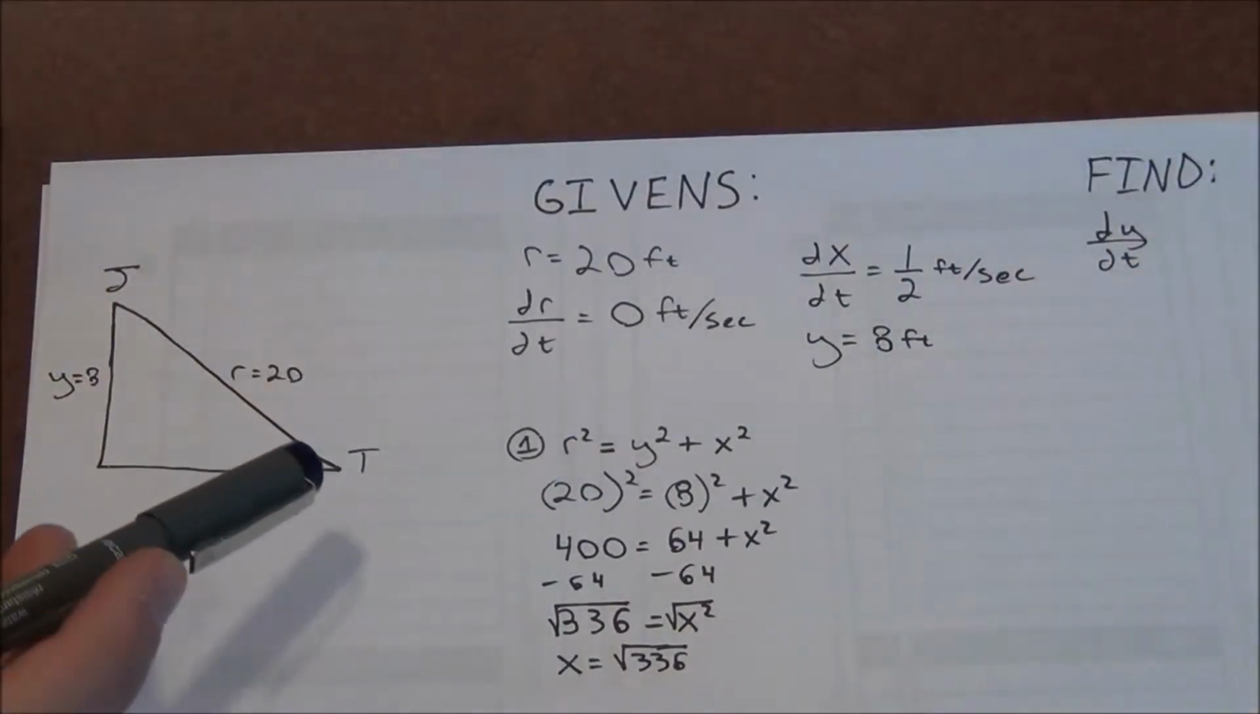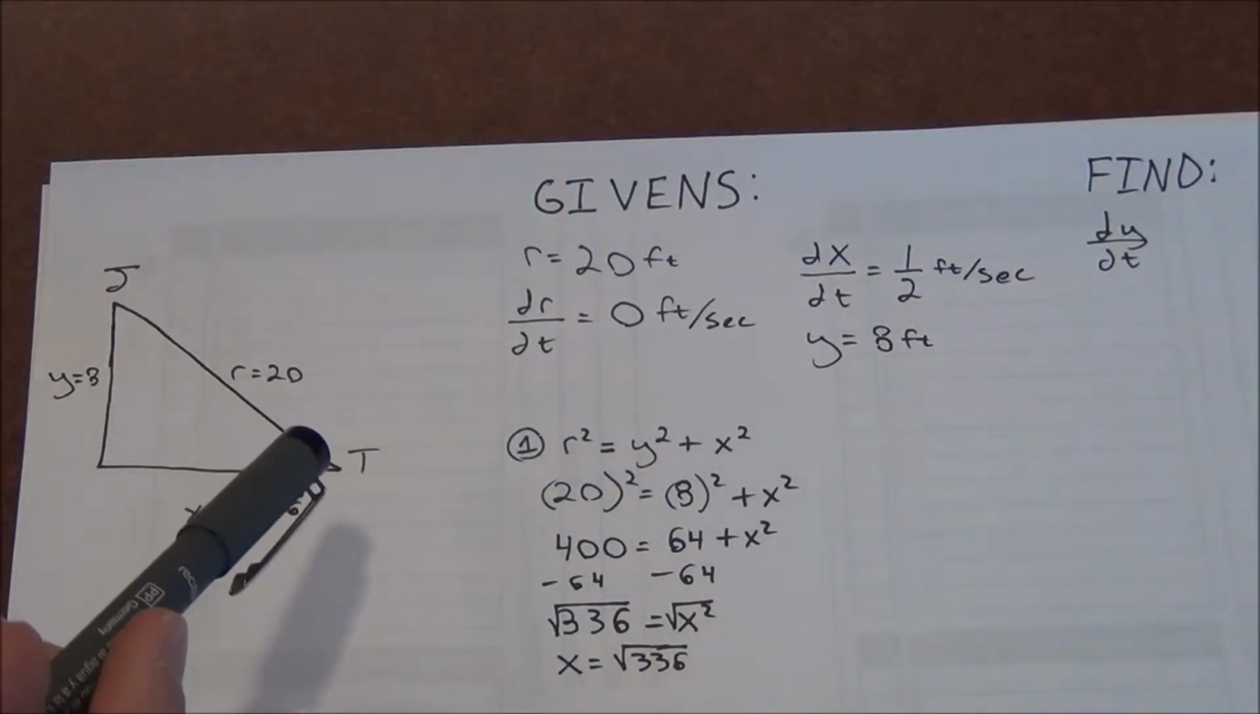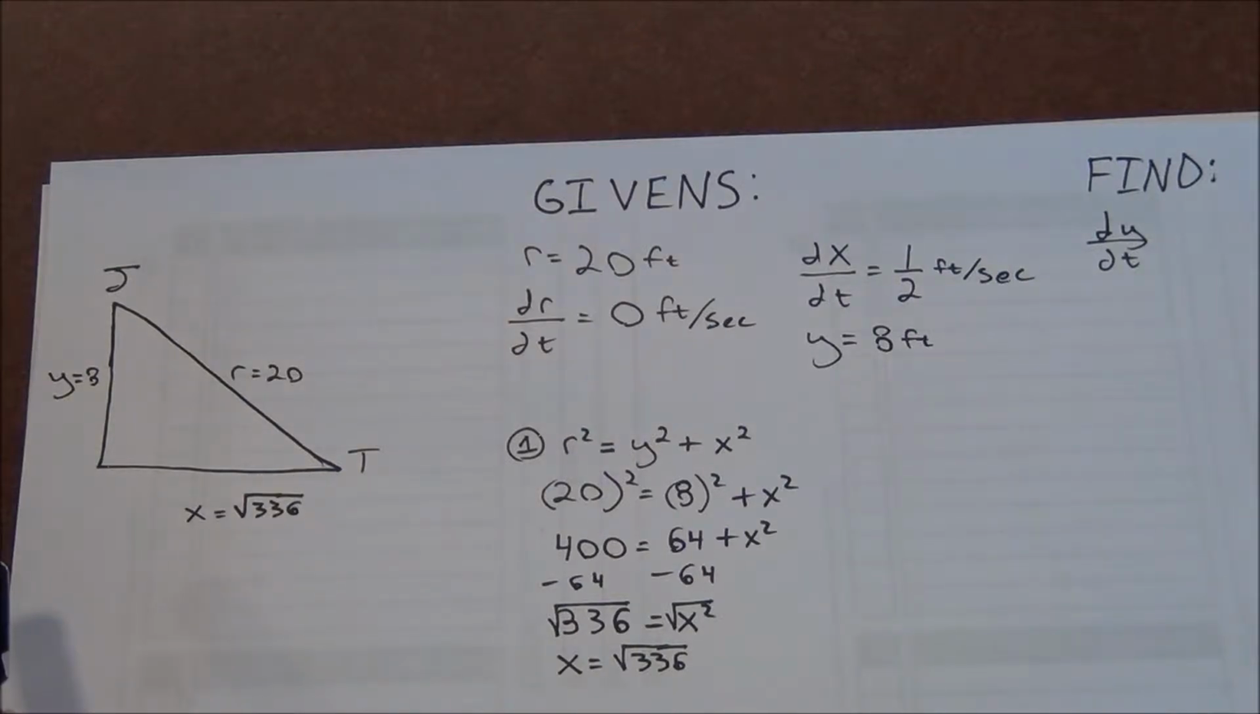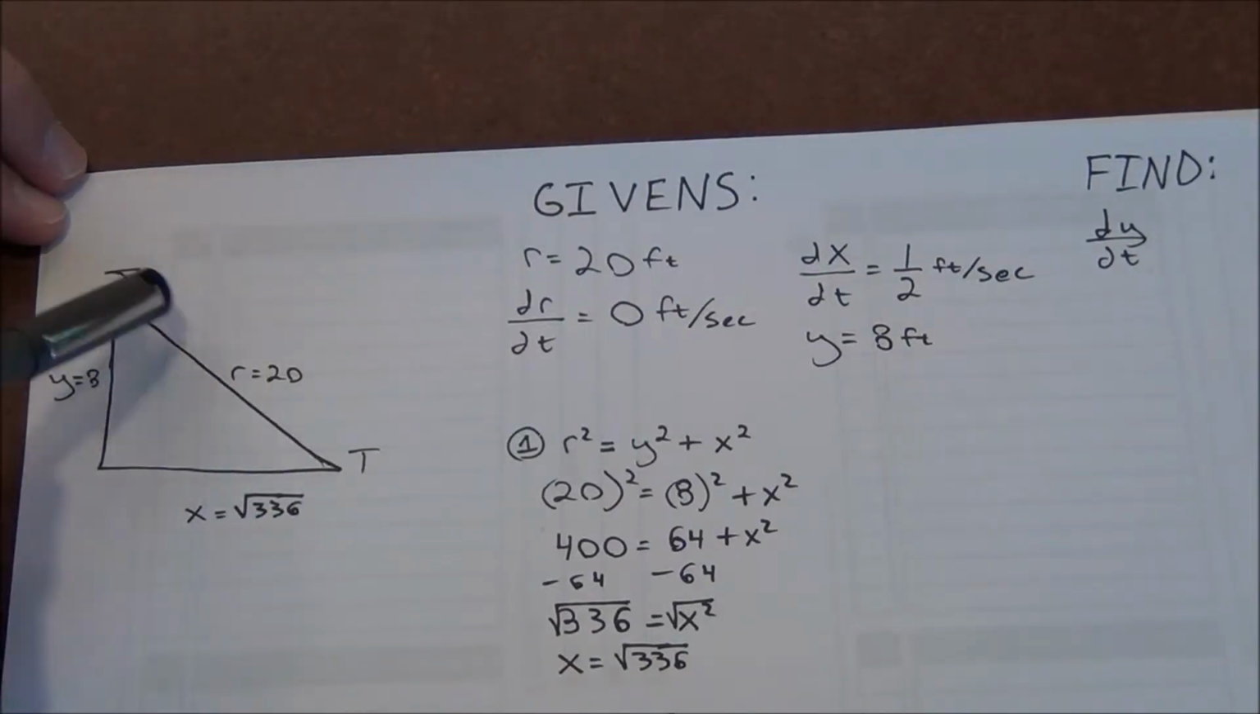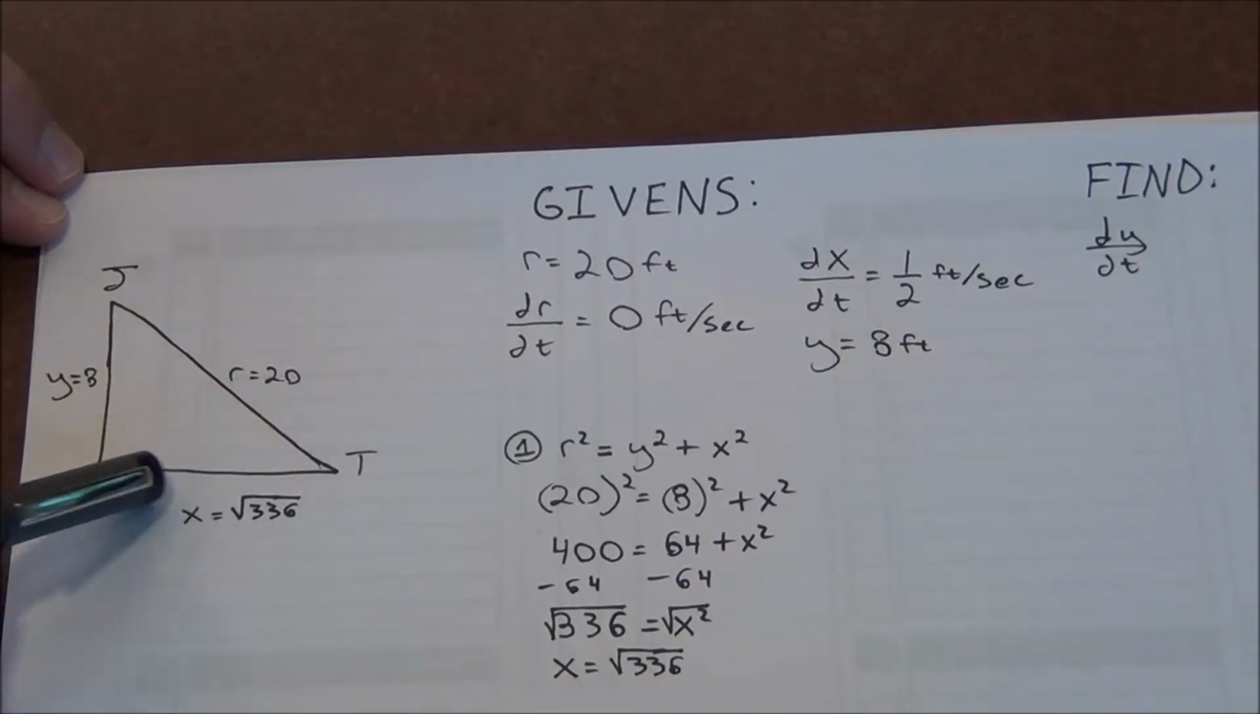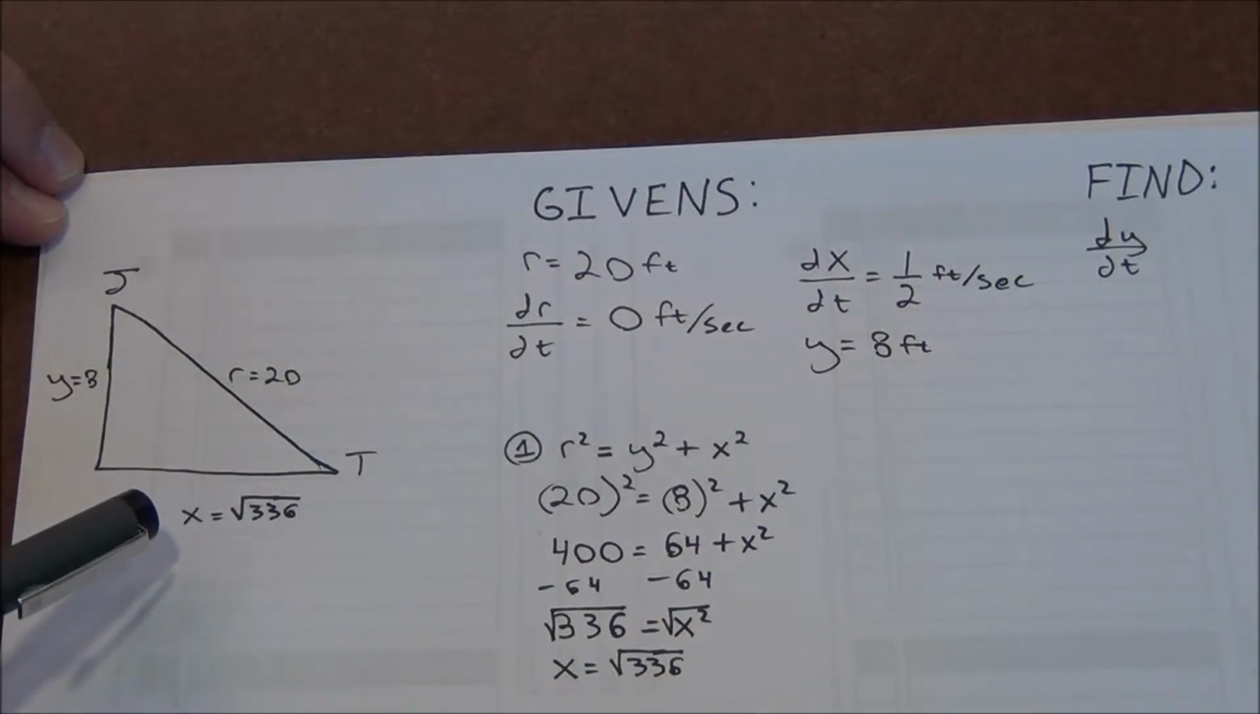So the fact that you have a ladder leaning against the wall means that you can assume that you're dealing with a Pythagorean theorem rate of change problem. So if you set it up, here's Tom, here's Jim, this here is the ladder, this is the ground, and this is the wall. It forms a right triangle.